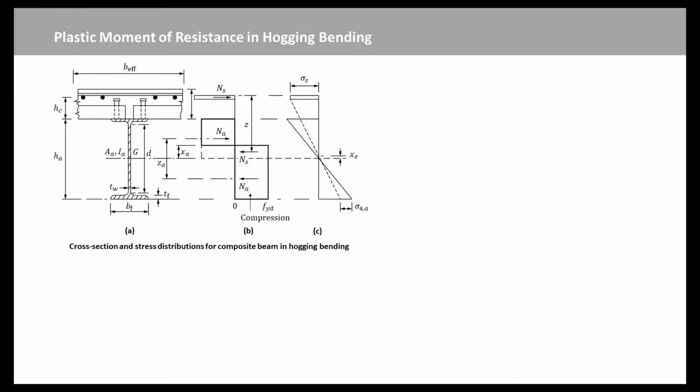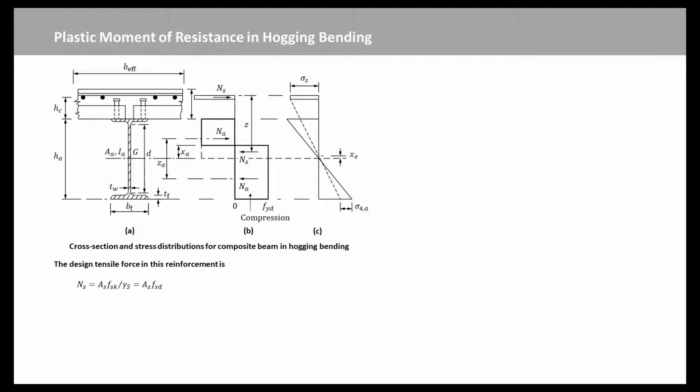A cross-section of a composite beam in hogging bending is shown in Figure A. The steel bottom flange is in compression, and its class is easily found. To classify the web, the distance XA of the plastic neutral axis above G, the center of area of the steel section, must first be found.